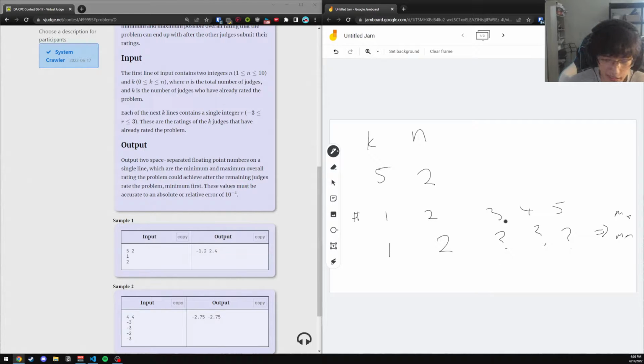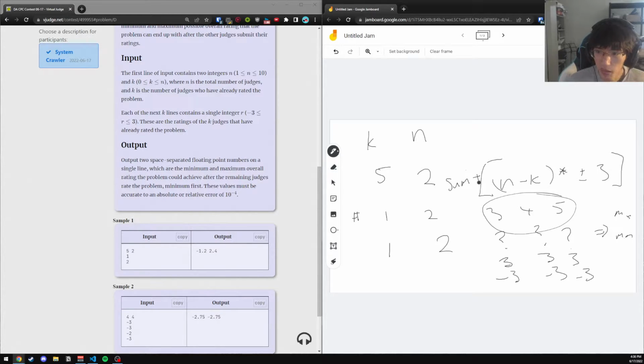So it's kind of easy to tell that the maximum that this could be is the maximum score if every person gave it a 3. And then the minimum would be if it was given a -3. So you just have to do multiplication. This is going to be n minus k, and then you want to multiply it against ±3 and add this to the original sum. Something like that.